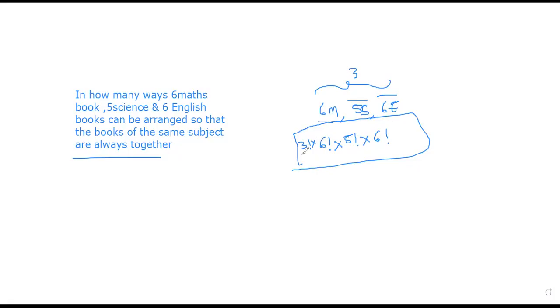Students, many people will forget this 3 factorial. They will write only 6 factorial, 5 factorial, and 6 factorial. But 3 types of books can be arranged in 3 factorial ways. That is the answer. Note this point carefully. Now I want to move to another question. Maintain running notes every time, students.